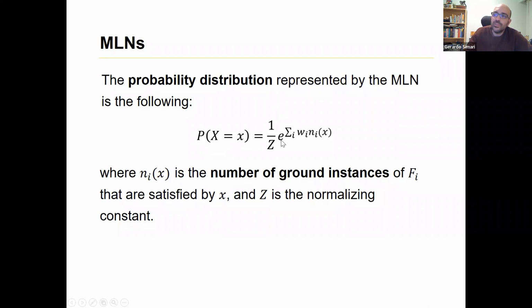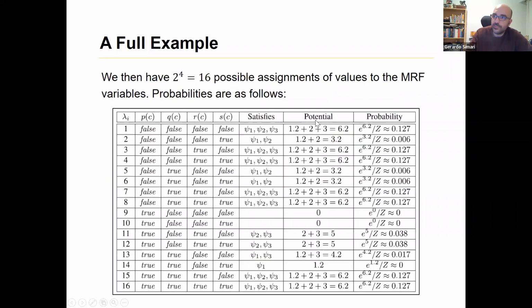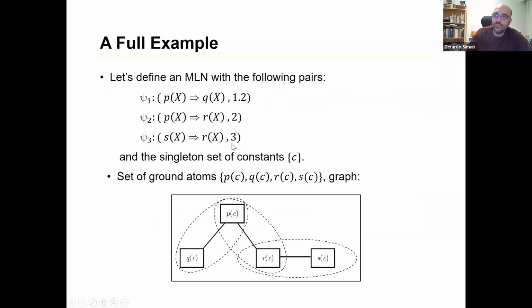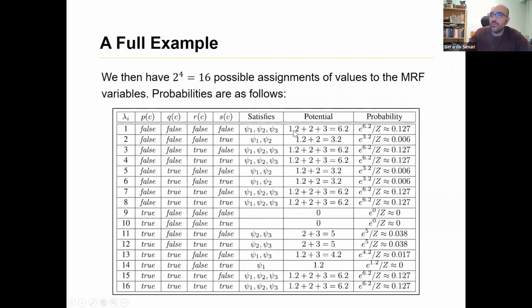All I have to do is do e to the power of the sum of these weights. So the weights are here, 1.2, 2, and 3. 1.2 plus 2 plus 3 is 6.2. So e to the power of 6.2 divided by z. How did I get z? All I have to do is sum all of these like I did before. And that will be my z. And when I divide it by z, I get this. So if you do the math, these numbers, unless I made a mistake, should all sum up to 1.